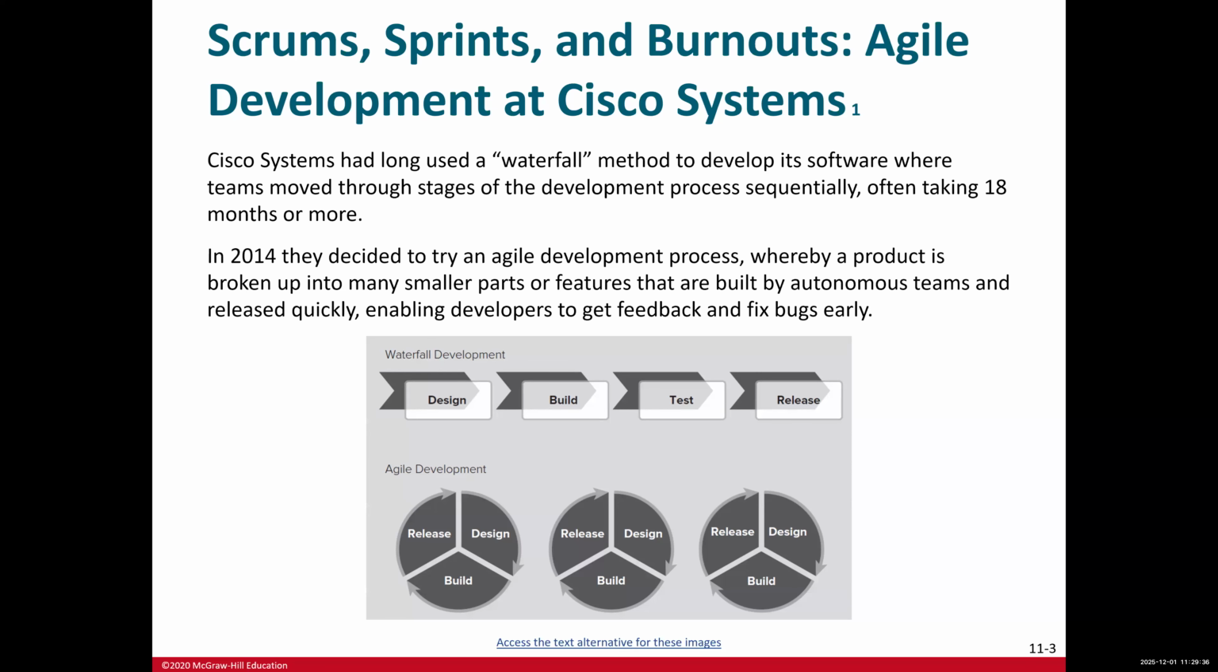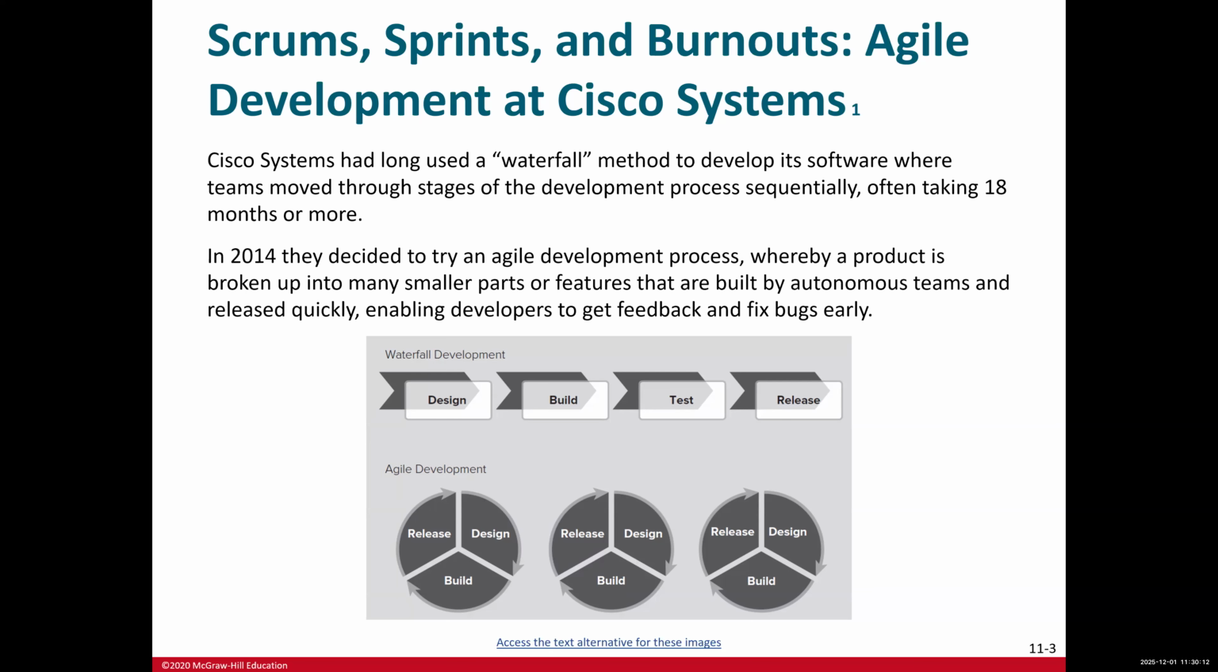Cisco started breaking the product, as you can see here in this graph, into smaller parts. Instead of building the entire product in one go, Cisco started breaking the product down into smaller, manageable parts or features. Of course, this allowed the team to focus on specific aspects of the product at a time, and ultimately it sped up development.